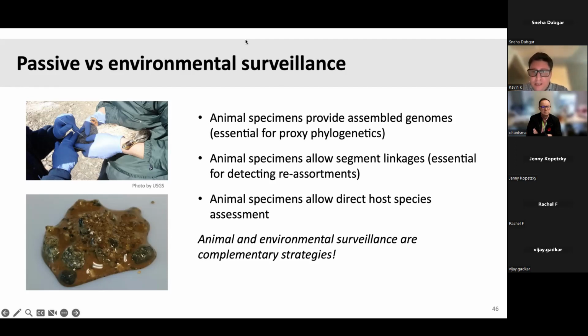The second advantage of animal-based surveillance is that animal specimens let us see which genome segments are present with each other. So unlike sediment, we can use animal specimens to detect and analyze reassortment events. And then finally, and probably most obviously, with an animal specimen, you can directly determine which host species the virus came out of. So the bottom line for us is that bird-based surveillance and environmental surveillance are really complementary methods, and deploying them together is likely going to be the most effective surveillance program.